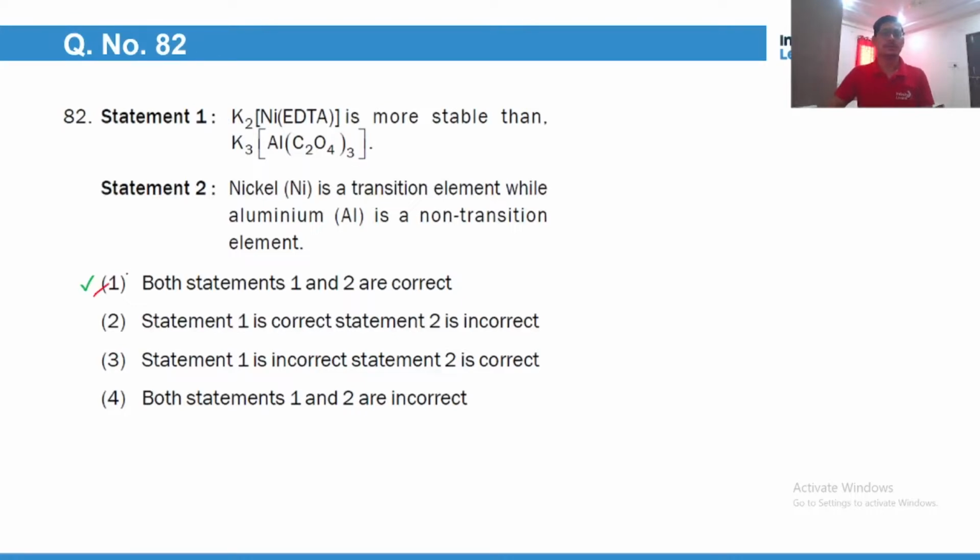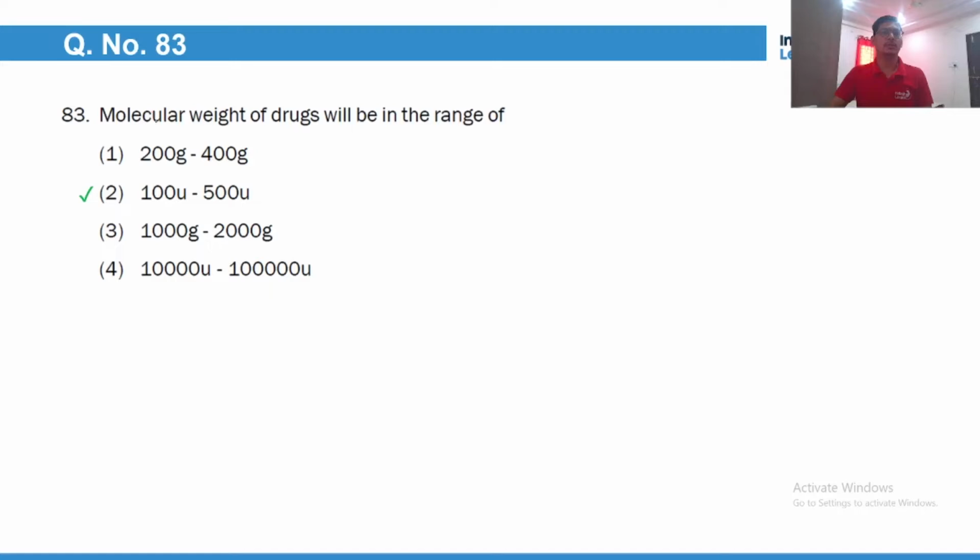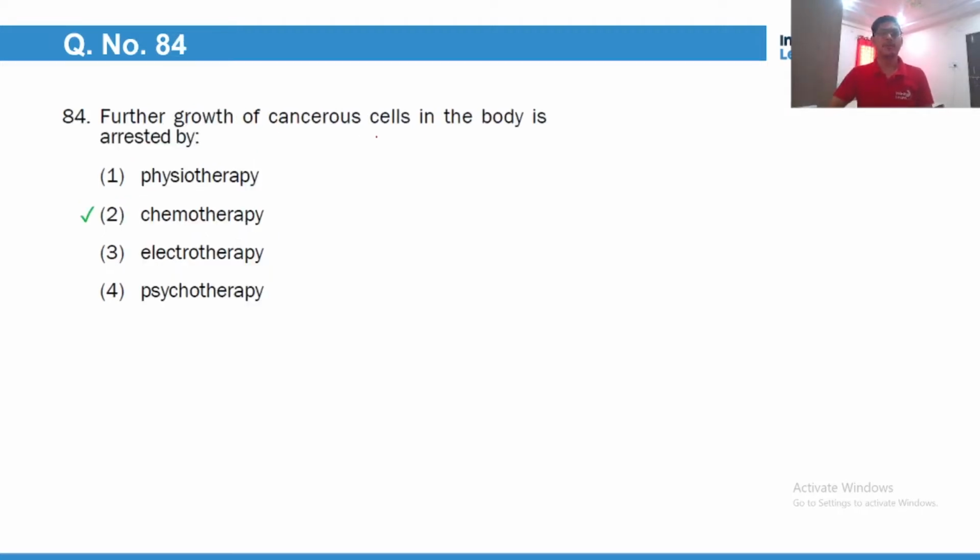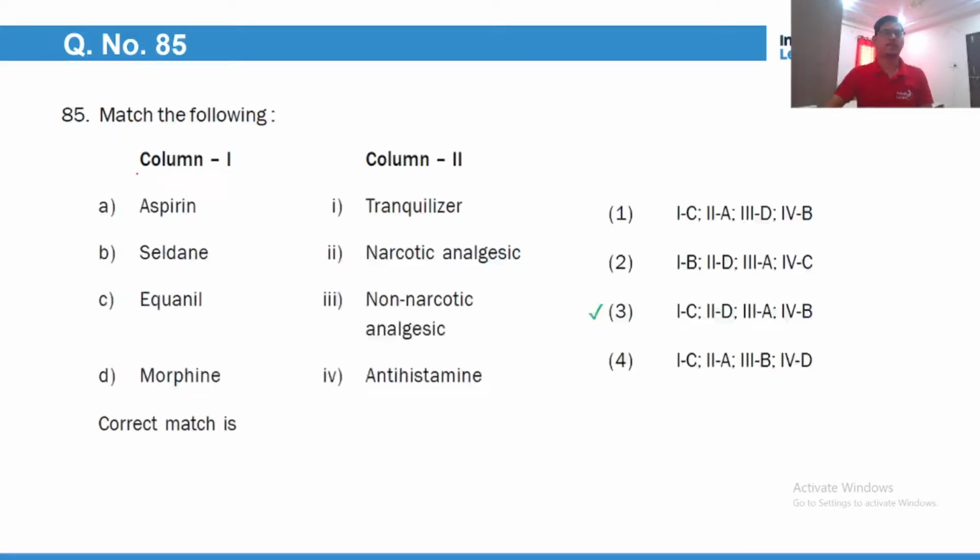Both statements are correct, of course, because EDTA is a hexadentate ligand, its complexes are highly stable, and nickel is a transition element, aluminum is a non-transition, it's a p block element. Molecular weights of drugs are in the range of this one. Further growth of cancerous cells in the body is arrested by chemotherapy. Again, you have to memorize the use of all the drugs that are there in your chapter, Chemistry in Everyday Life. So for this question, the correct answer is option 3.